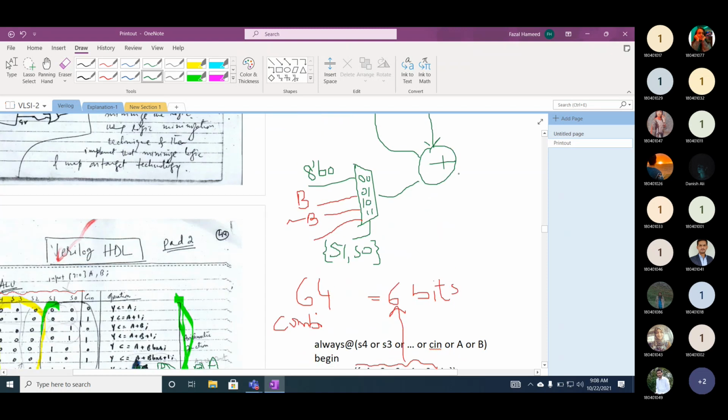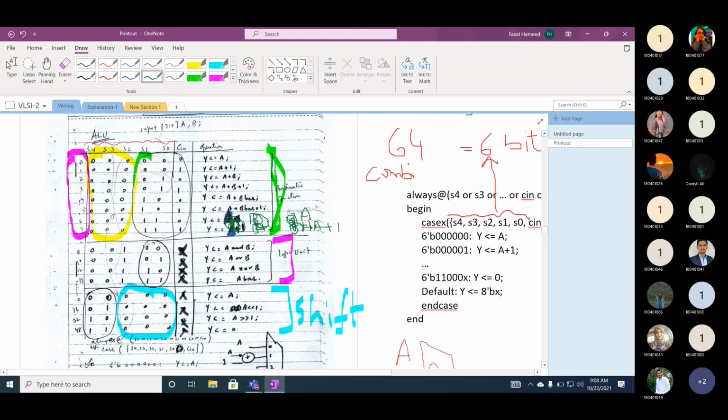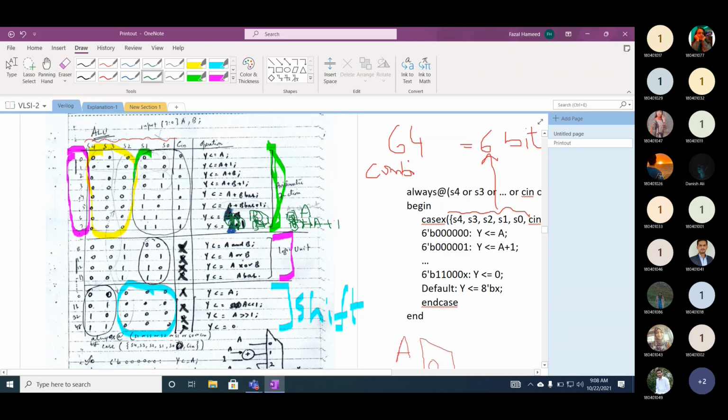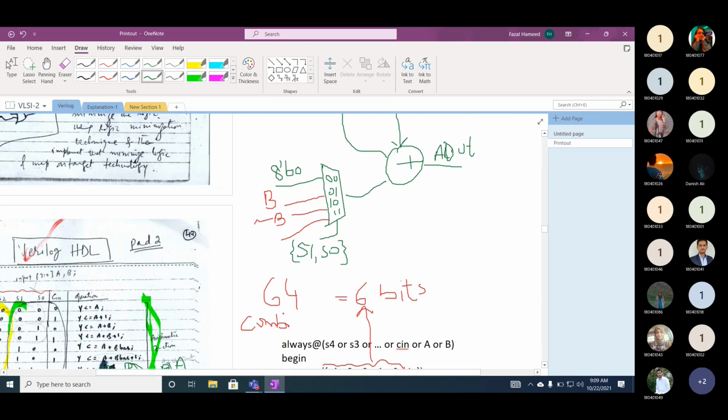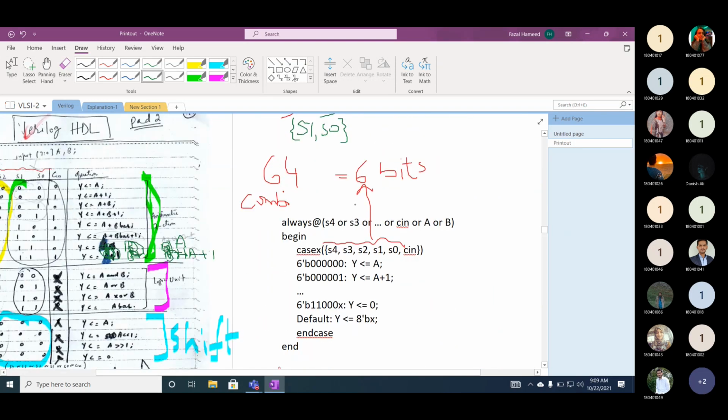So Cin is equal to 1. And now this is your ALU out, arithmetic out. I can call it A out. If you look at the second logical unit, this is arithmetic out. Now I want to have a logical out.